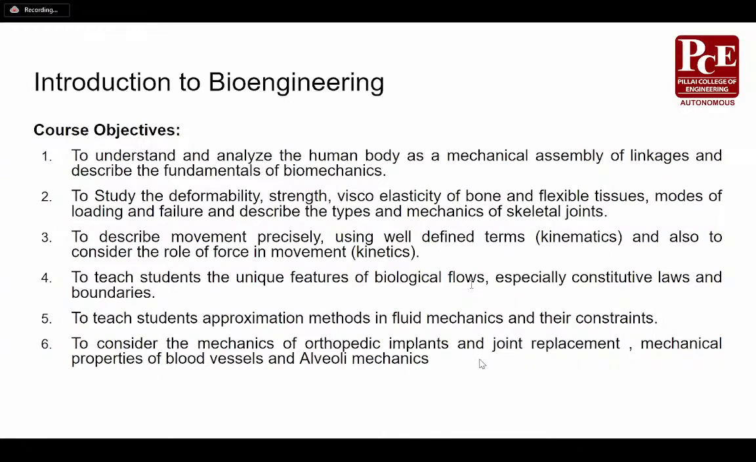Then you will be learning some part of fluid mechanics, because it may happen that you are making a valve for a heart, right? So you should know about the flow, how the blood flows. So you should be aware of some properties also, right?